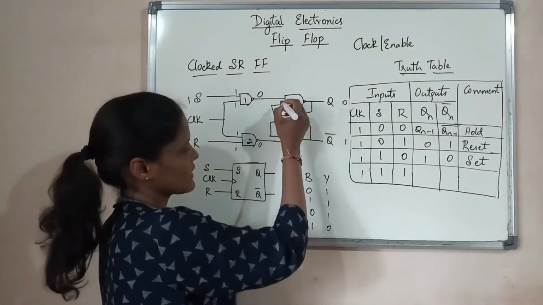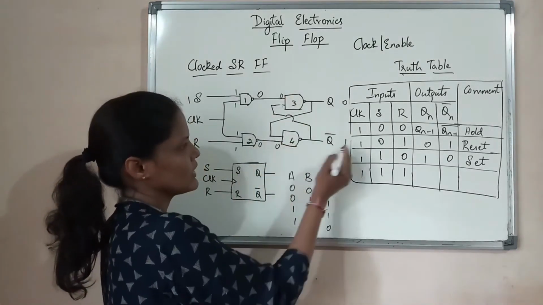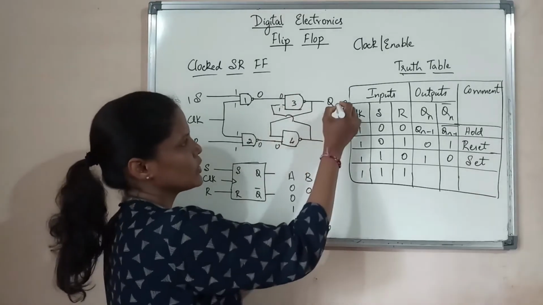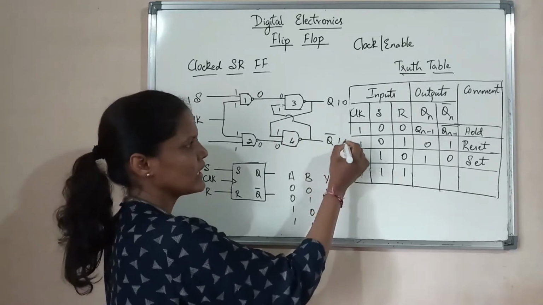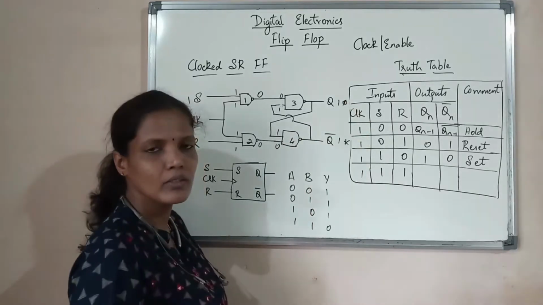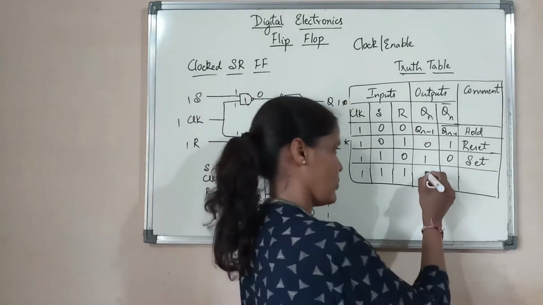Now let us check this. 0 ide, illi 0 ide. This 1 will be applying here. 0 1 anta helidre 1. Idu illi bandaga 1 0 anta helidaga again its value is equal to 1. Both the values are equal to 1 and 1.